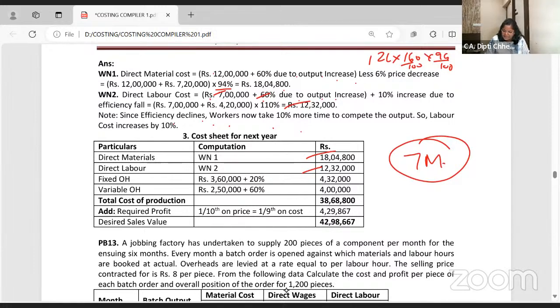Now what you are getting is 90. How much is 100? Just do it on the calculator: 3,868,800 into 100 divided by 90 gives 4,298,667, and you get the profit. Easy. Not exactly the same, but a similar kind of problem we have done in the cost sheet. We have also done it in the overhead chapter.